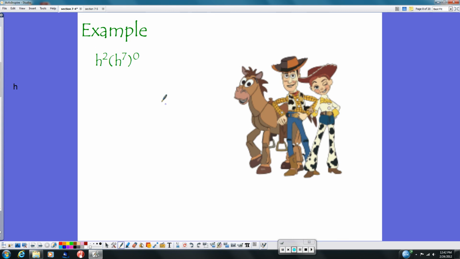Let's take a look at this example. Here we have h to the second. Here we have 7 times 0, which is going to be 0. And now we're going to multiply like we did in the last section, keeping our base and adding our exponent. We could also have done this saying that this is h squared, anything to the 0 power is 1, so h squared times 1 is h squared.